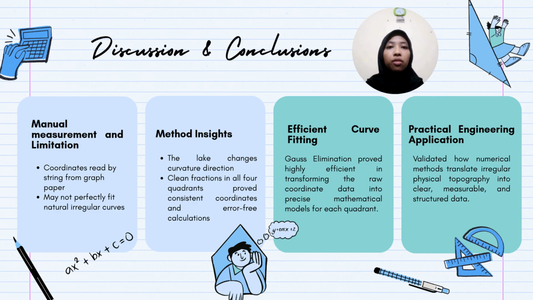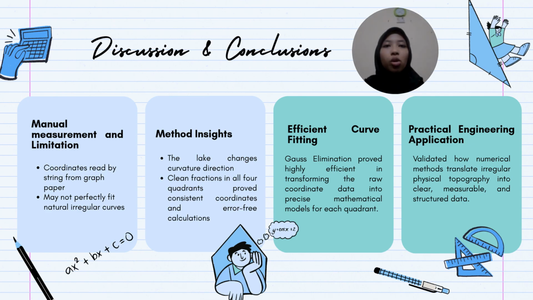I will explain more on the first bullet point, which is that the lake changes curvature direction. When we solve for the quadratic coefficients in each quadrant using Gauss's elimination method, we notice a clear pattern in the value of a2. In quadrants 1 and 2, a2 was negative. In quadrants 3 and 4, it flipped to positive. This tells us that the lake bends downward on the first half, which is quadrants 1 and 2, and bends upward on the second half, which is quadrants 3 and 4. Without using Gauss's elimination separately on each quadrant, the structural curvature pattern would not have been visible.